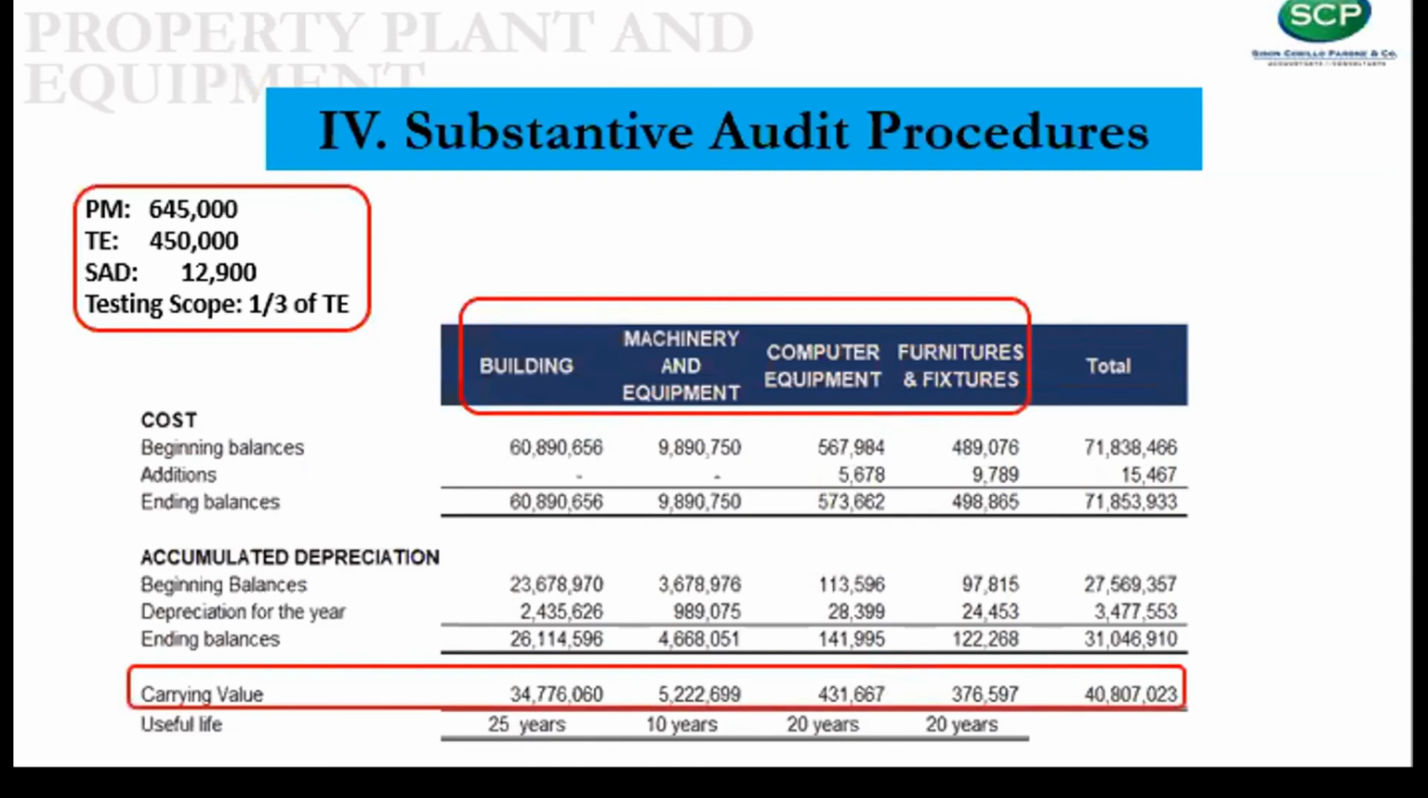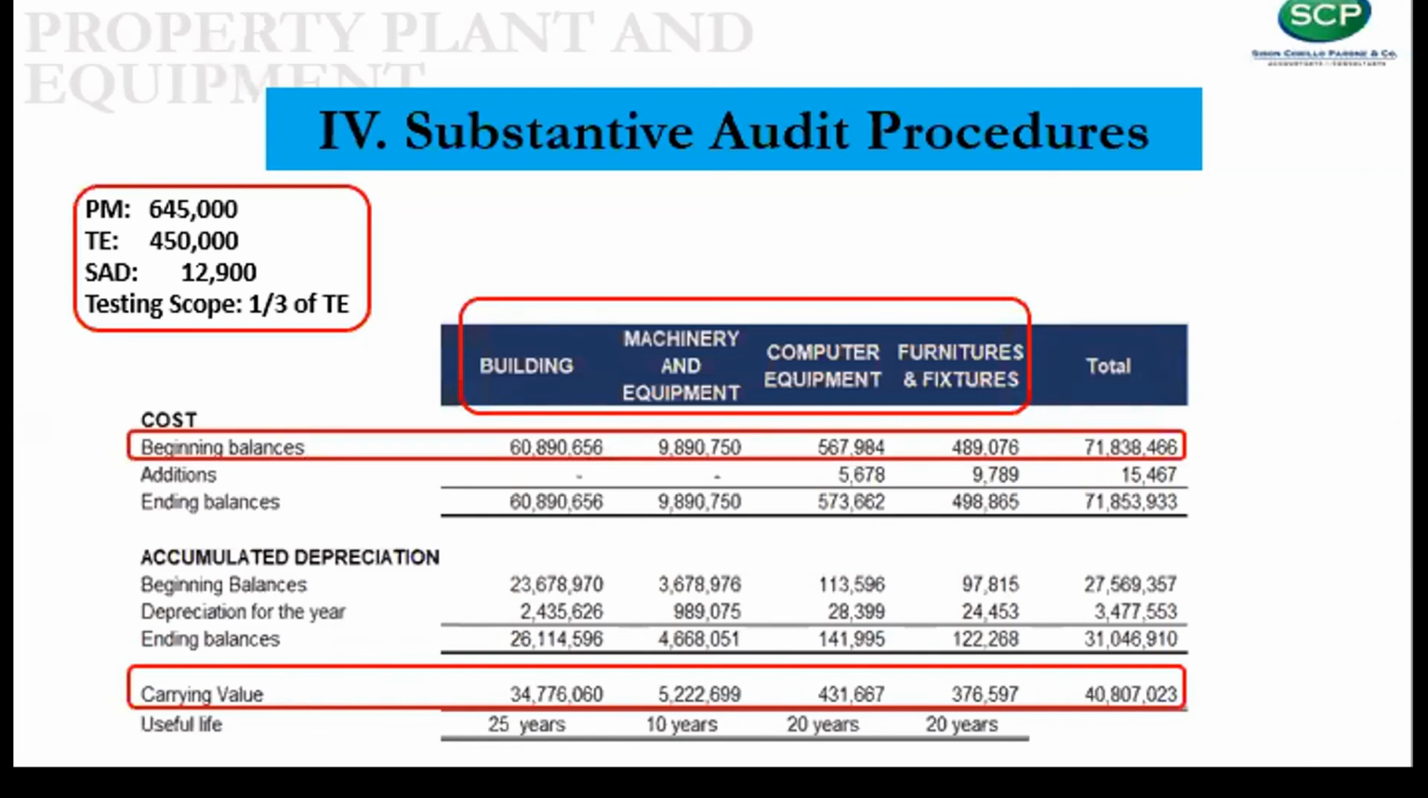At the end of the year, the carrying value of building, machinery and equipment, computer equipment, and furniture and fixtures amounted to these amounts: 34 million pesos, 5 million pesos, 431,000 pesos, and 376,000 pesos respectively, for a total carrying value of 40,807,023.